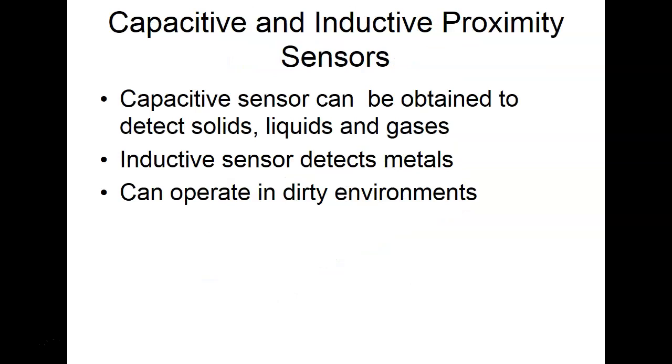Capacitive and inductive proximity sensors. Capacitive sensors can be obtained to sense solids, liquids, or gases. And then we have inductive sensors. These guys detect metal. These things can operate in dirty environments. Very reliable.